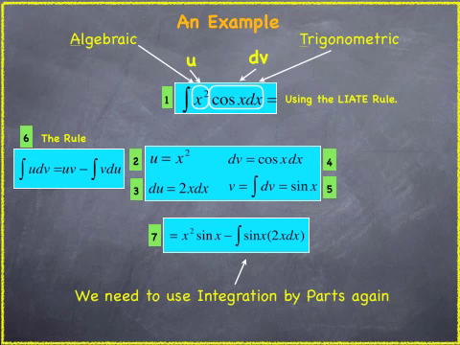The next step is to identify du, which we do in 3, and identify v, which we do in 5. Once we know those pieces, then we put everything into our rule in 6, and we have what we have in 7. The problem is that we still have an integral that needs integration by parts. So anytime you're repeating integration by parts, you should consider the tabular method if you have the appropriate form.